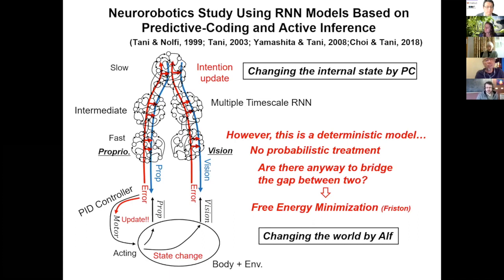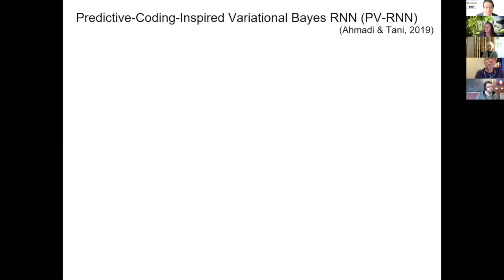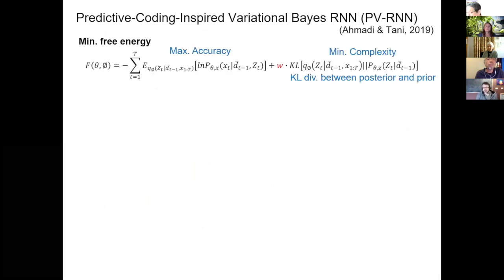Based on this thinking, we developed something called PVRNN, a variational-based recurrent neural network. It tries to minimize free energy, represented by the accuracy term, that is the prediction error, and the complexity term, weighted by W, the meta-prior. The summation of these has to be minimized.